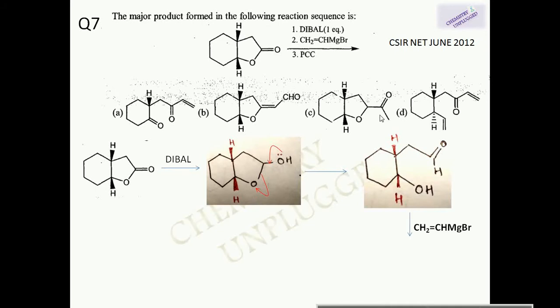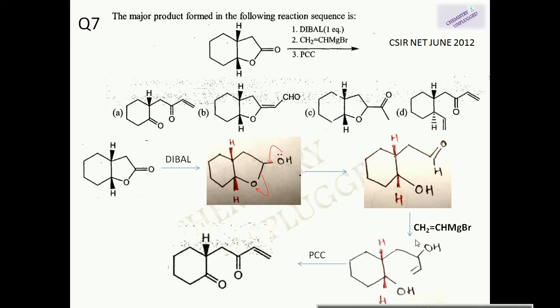So we have this compound. In next step, we are using Grignard reagent and it will attack on this carbonyl group and we have this compound. In next step, we are using PCC. PCC will oxidize these OH into ketones because they are secondary in nature. So the option A will be the correct answer.